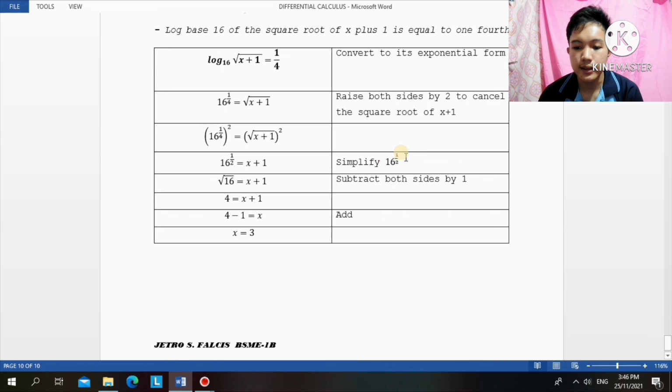So simplify 16 raised to 1/2, or the square root of 16. The square root of 16 is equal to 4. So 4 is equal to x plus 1. Then subtract both sides by 1. So 4 minus 1 is equal to x. Then the value of x is 3.